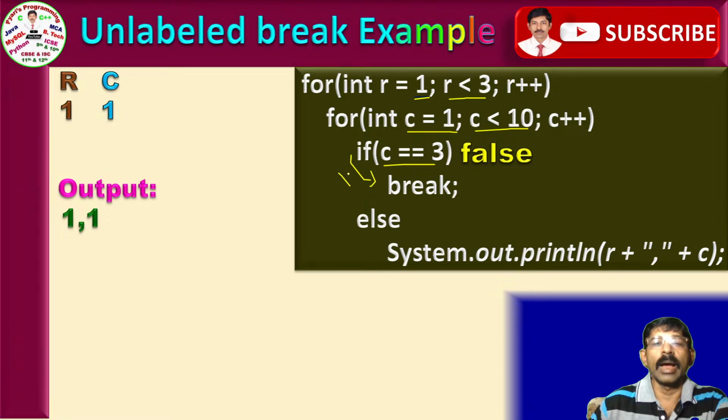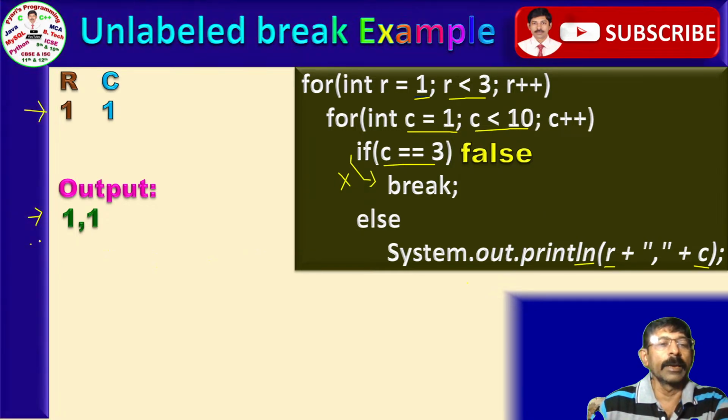It will execute the else part, which is print R and C. What is the R value? What is the C value? R value is 1. C value is 1. You can see from here R value is 1 and C value is 1. That's why I'm getting the output 1 and 1. After that I'm having println, which will take the control to the next line.